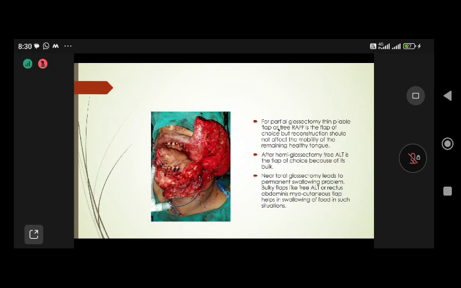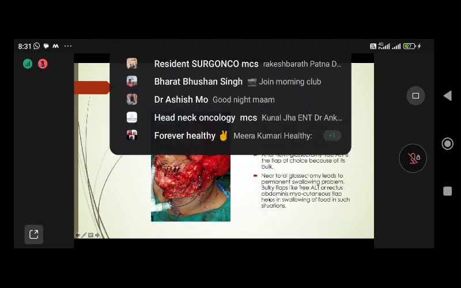For partial glossectomy, a thin pliable flap such as RAF is the flap of choice, but reconstruction should not affect the mobility of the remaining healthy tongue. After hemiglossectomy, free LT is the flap of choice because of its bulk, and near total glossectomy leads to a permanent swelling problem. A bulky flap like free LT or rectus abdominis myocutaneous flap helps in swallowing of food in such a situation.